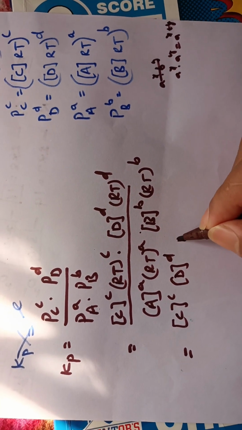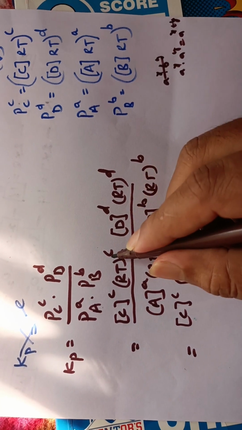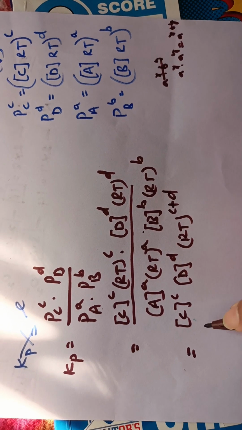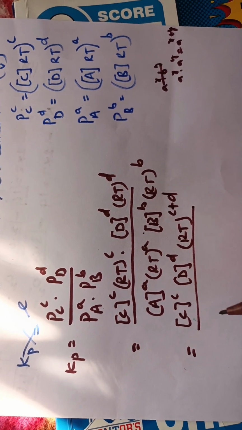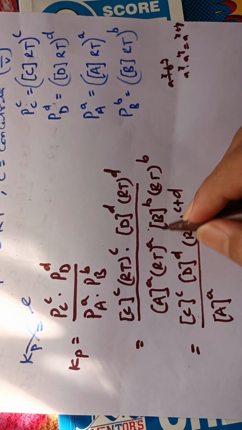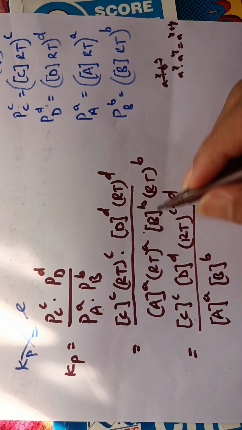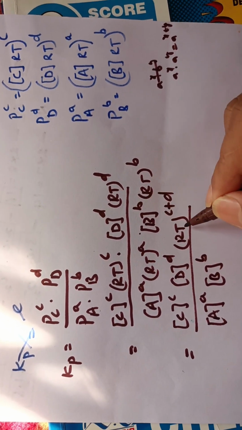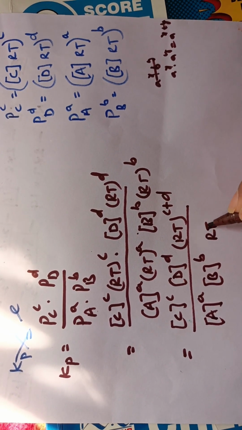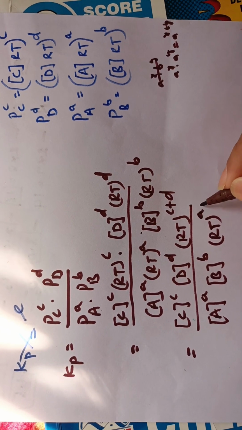Now I will write here. Okay, RT power, this is RT, this is RT. So powers will be added: c plus d, divided by, and [A] with power a and [B] with power b, and same like this only you have to write here, RT, here RT, here RT. So a plus b. You can write a plus b.